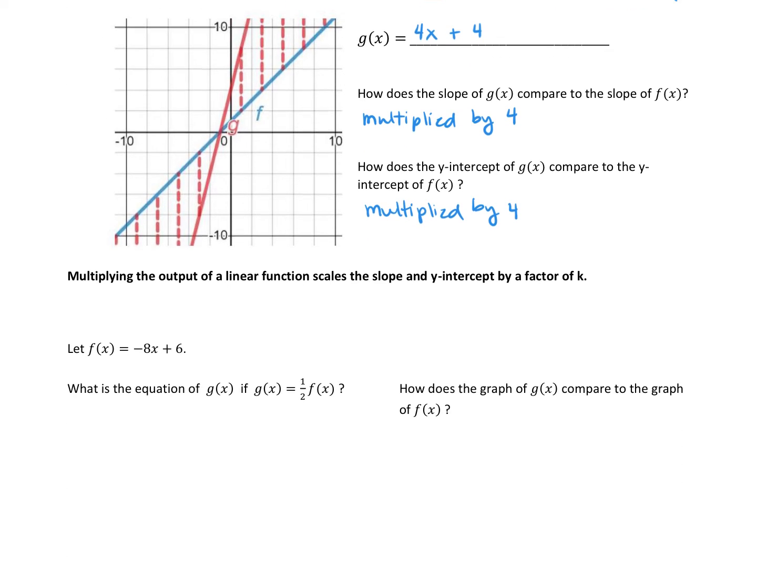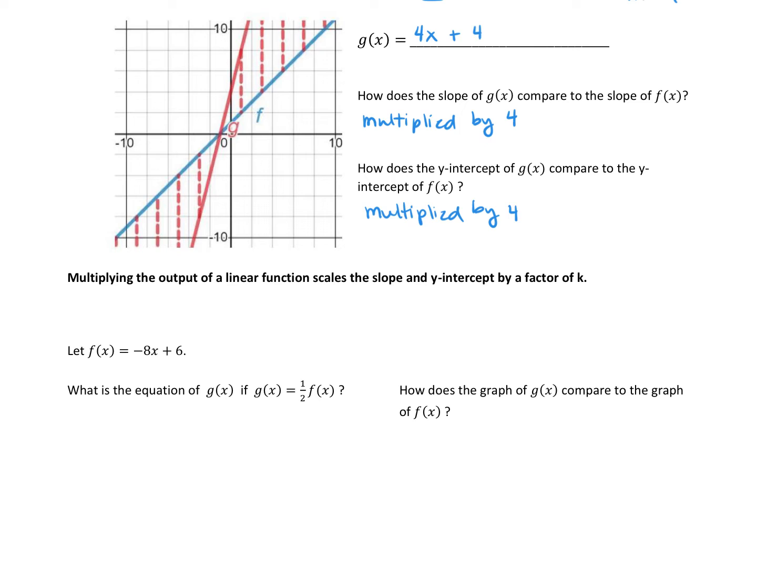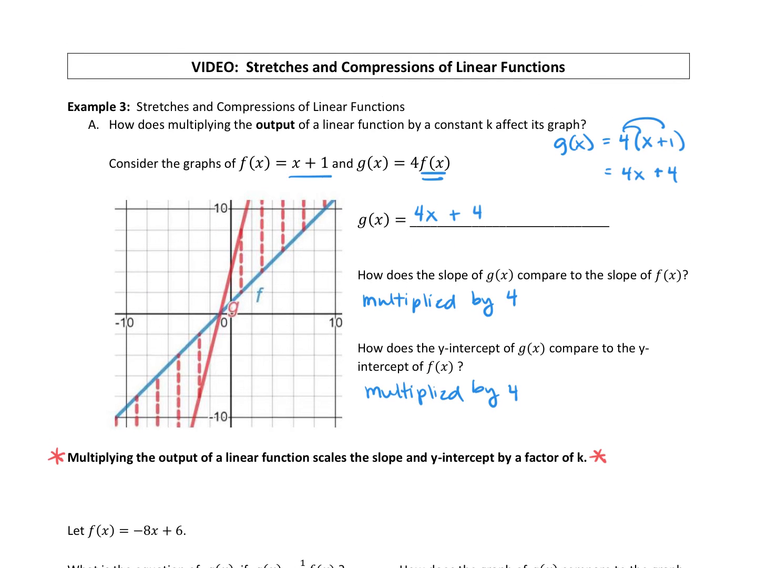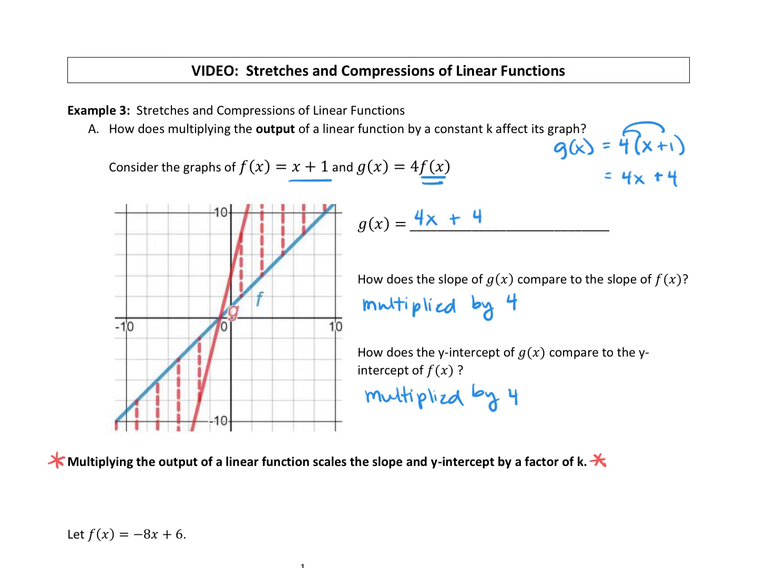So here is just a summary of that in bold. Let's go ahead and put little stars by this. When you multiply the output of a linear function, it will scale the slope and the y-intercept by a factor of k. So when we say scales the slope, it's going to multiply the slope and the y-intercept by whatever that constant was that we multiplied the output of your function by. So in this case, we had a 4 right here.